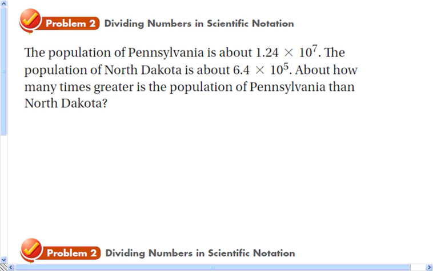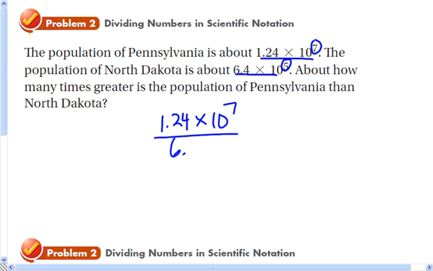All right, so this is a division problem. We want to know how many times this population goes into this population. And we know it's a bigger number because that 1.24 times 10 to the 7th is bigger because it has a bigger power than this. So we should be able to divide that by that and get a number greater than 1.